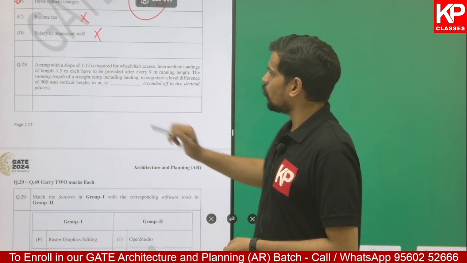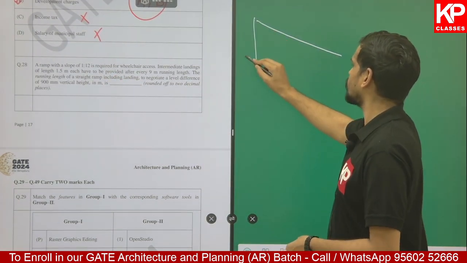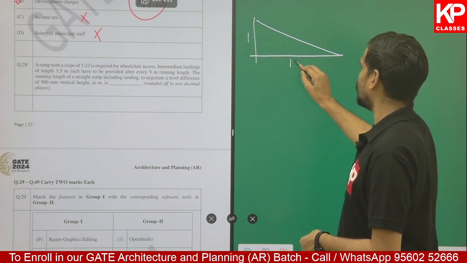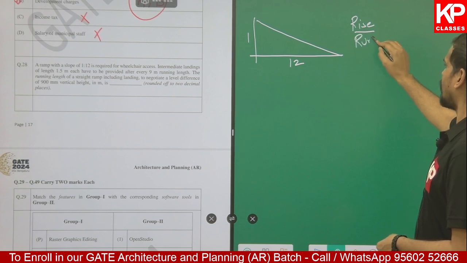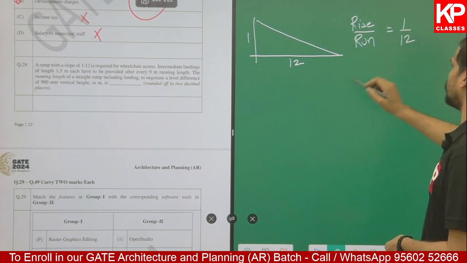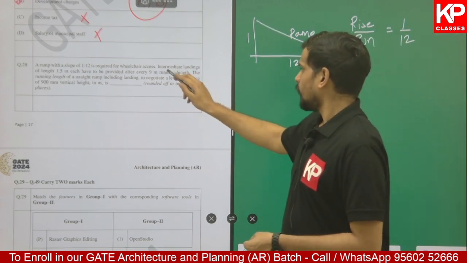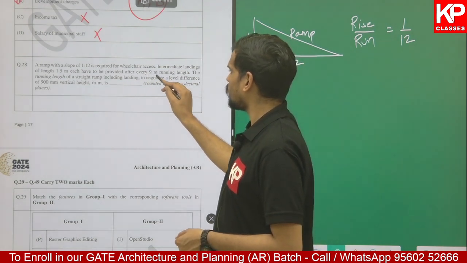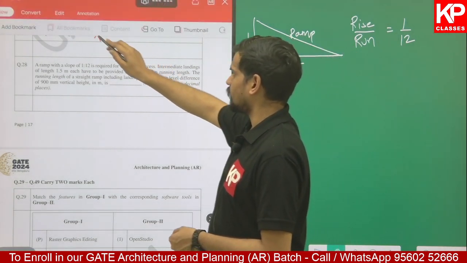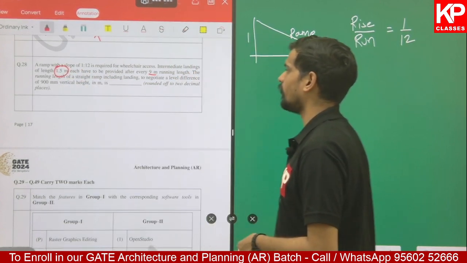A ramp with a slope of 1:12. So there's a ramp, the slope of which is given as 1:12, the ratio of rise and run, that is given as 1:12 for the ramp. Intermediate landings of length 1.5 meter each are provided after every 9 meter running length. After every 9 meters, they are saying there is a landing of 1.5 meters.